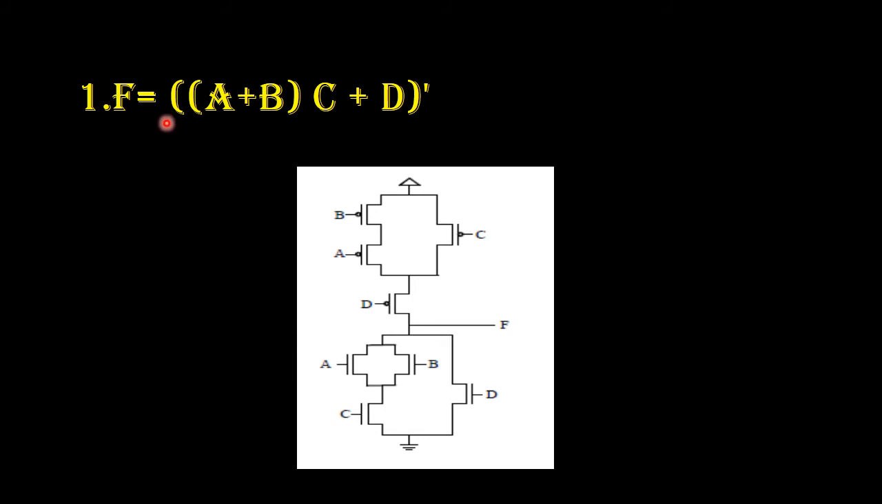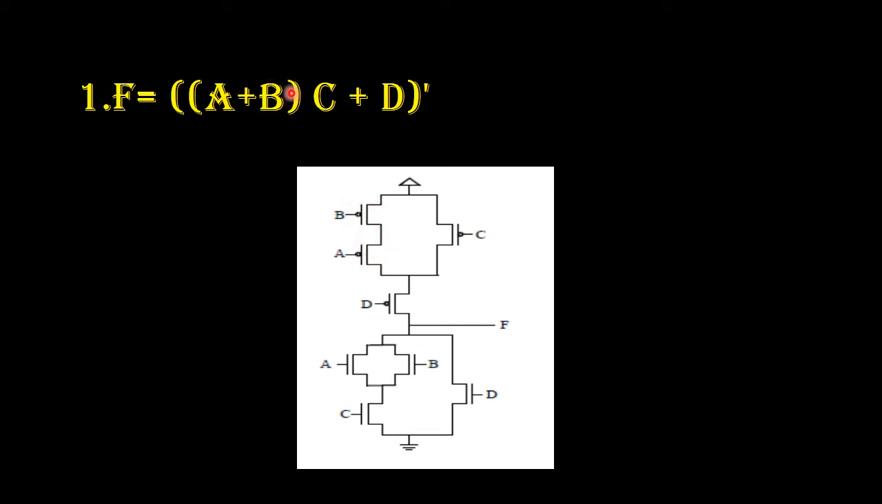Consider an example. F is equal to (A plus B into C plus D) the whole bar. So here 4 inputs are there, right? A, B, C and D. So first we have to see A and B. Here we are having a sum term. So sum term means PMOS should be connected in series. Therefore, 2 PMOS, that is A, B. These 2 PMOS are connected in series.